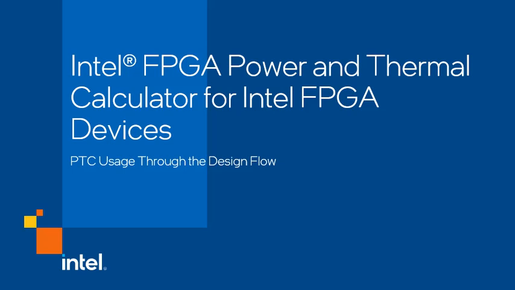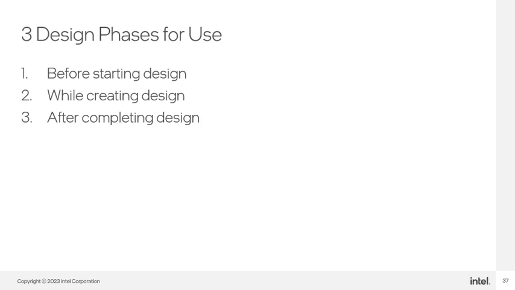Now that we've looked at the basic graphical elements for using the PTC, it's important to understand when and how to use the tool during the FPGA design process. The PTC should be your first main tool for performing a power analysis. As mentioned earlier, you can use the PTC at any point during the design flow. Let's look at how the PTC is used at three main phases of a design: before starting the design, during the creation of the design, and after the design is complete.